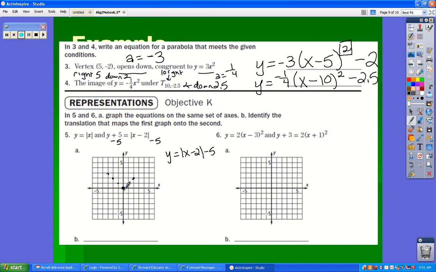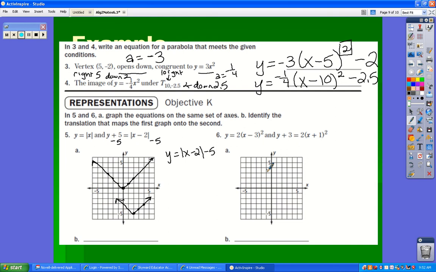These are tricky to graph using the slate, so forgive me if it's messy. Okay, now I'm going to take it and move it to the right 2 and down 5. The slope will remain the same. And there we have it.